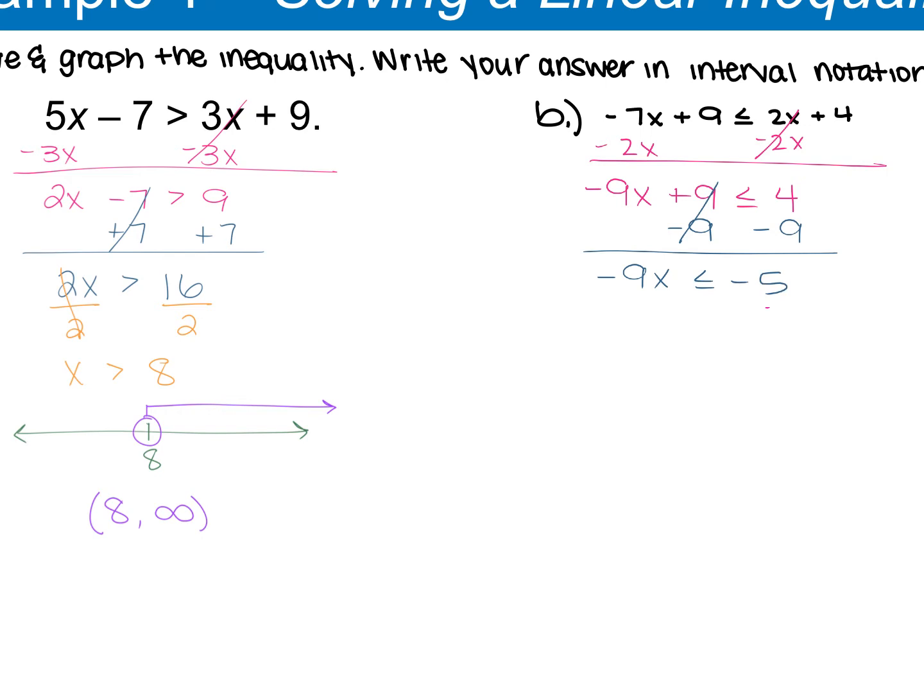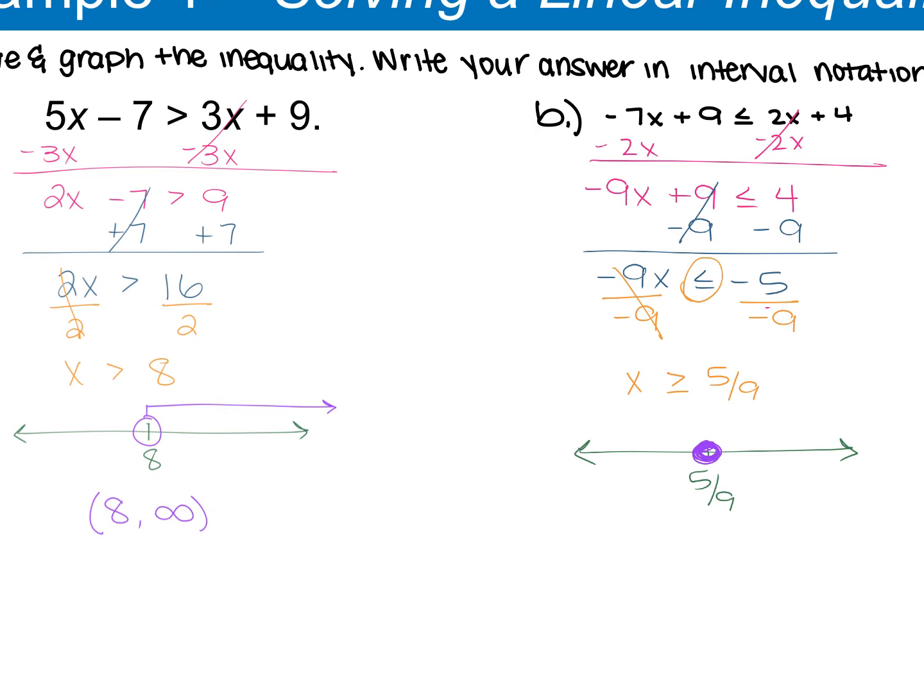From here, we want x by itself, so we need to move that negative 9 away from it. So we're going to divide each side by that negative 9. Again, if you're multiplying or dividing each side of an inequality by a negative, you flip that inequality sign. So this becomes x is greater than or equal to positive 5/9. So on your number line, you find your 5/9. You're going to put a closed circle on this 5/9 because it is also equal to.